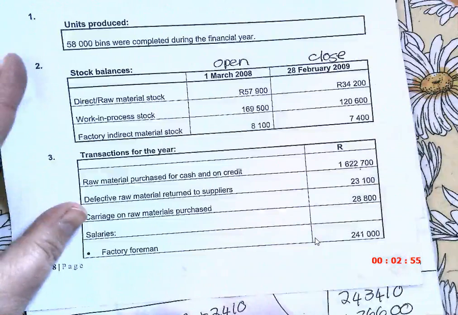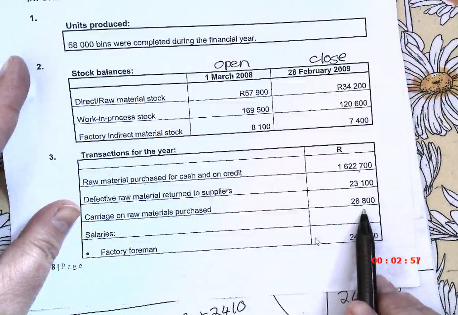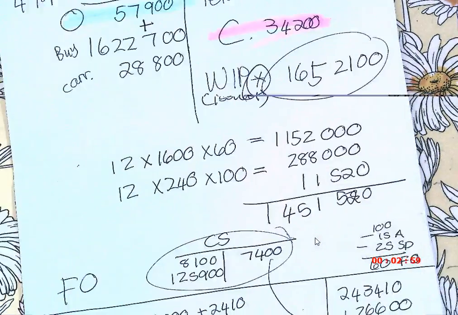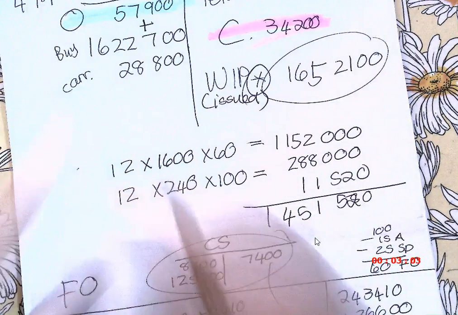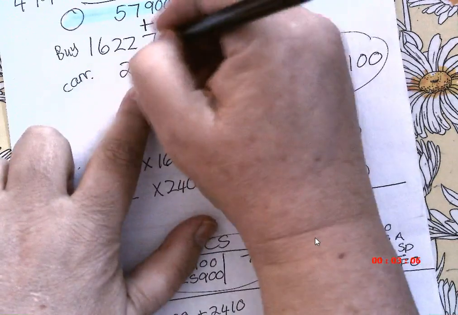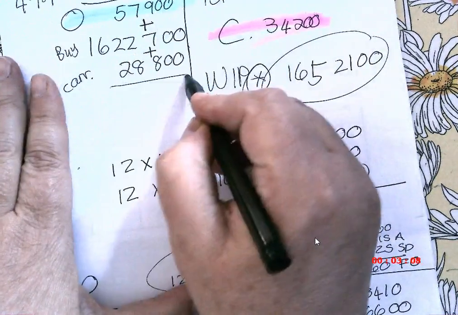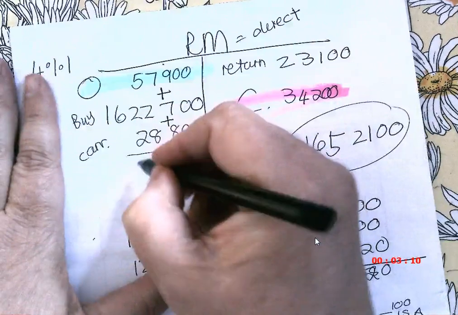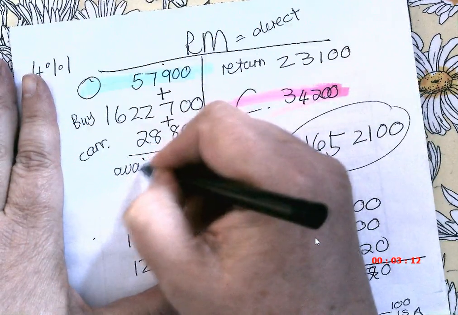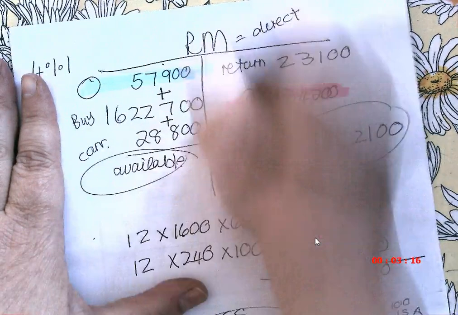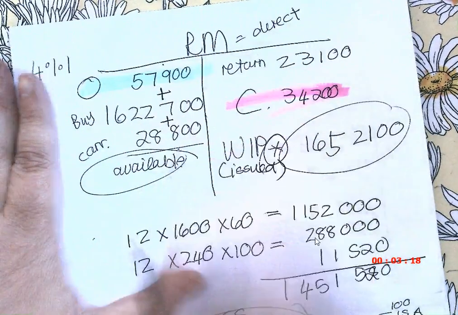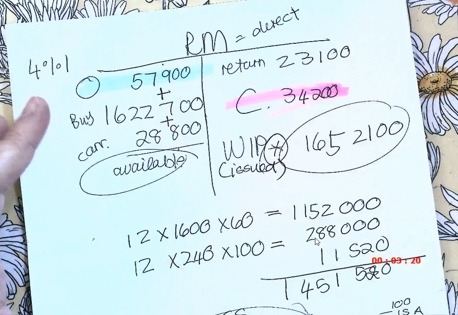And then they give me carriage on raw material, and carriage loads the price. It makes the raw material more expensive. So I'm going to put that in there as well. So this is the material. If I add this, this is the material that's available to use. You get it? Okay, this is available if I add all of this: the opening and the purchases and the carriage.